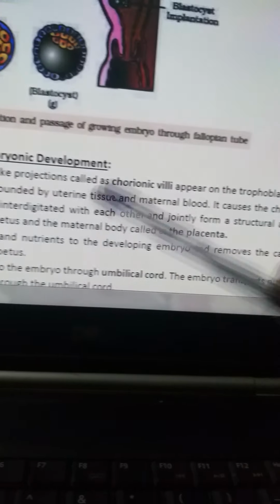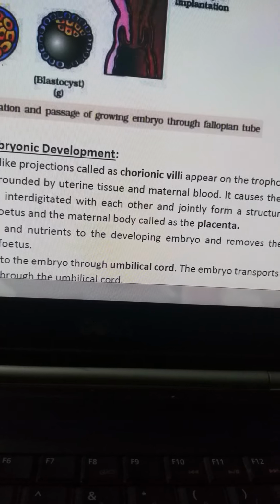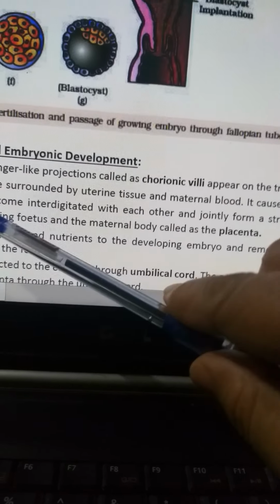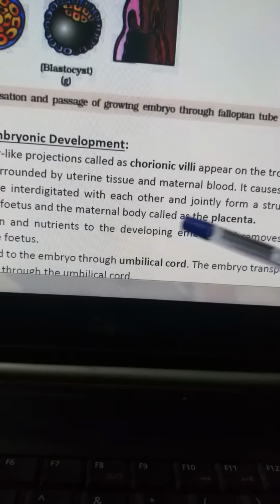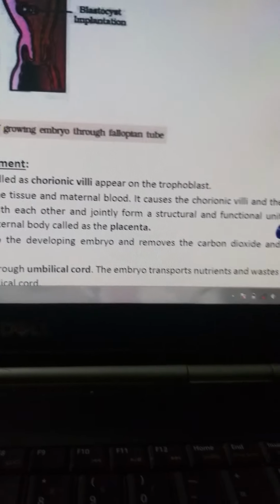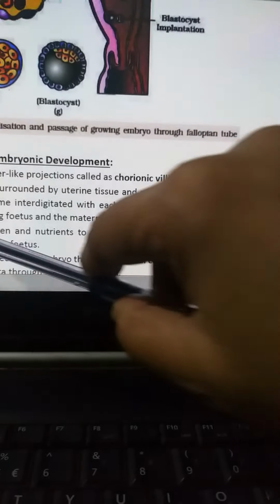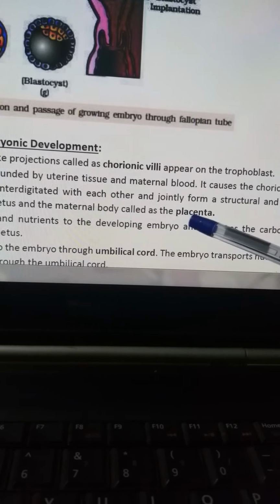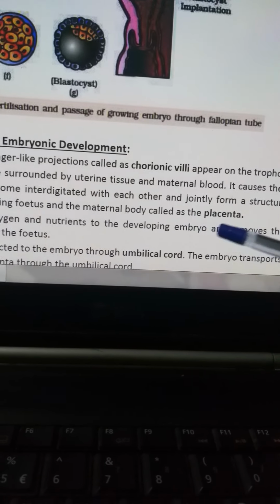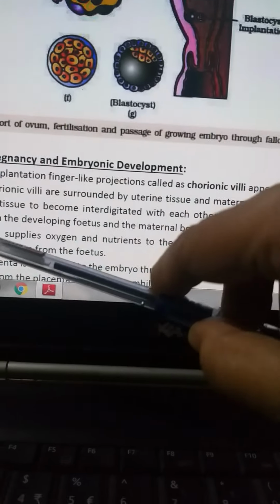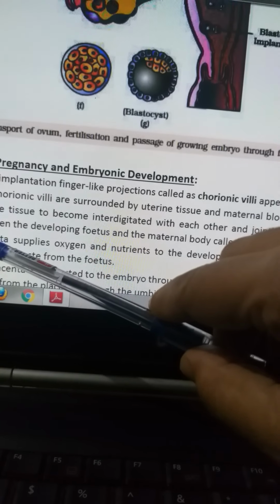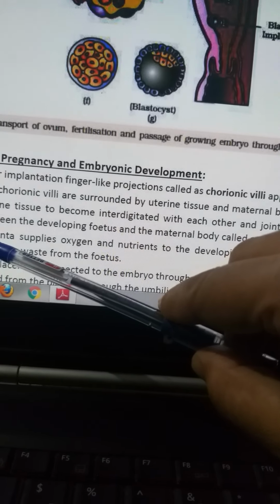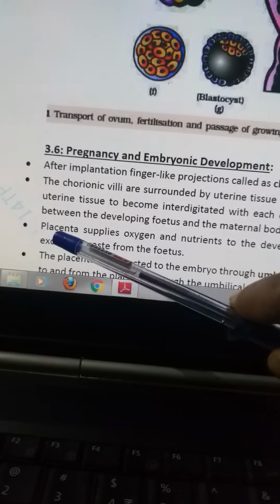Jointly, the integrated tissue, the chorionic villi and the uterine tissue, both become integrated with each other as a structural and functional unit between the developing fetus and the maternal body. That is called the placenta, or the point of attachment. Okay. Now you see the placenta. What is the function of the placenta?